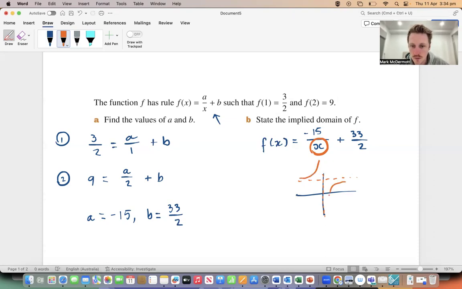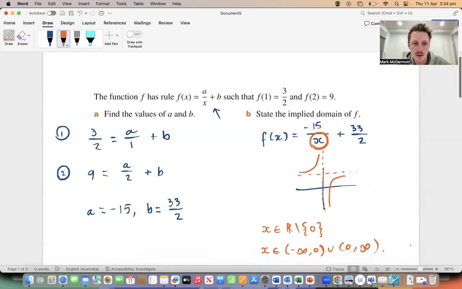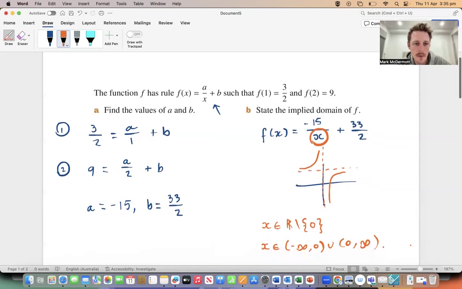Anyway, the point is that the domain is going to be x is an element of all real numbers. It can be any number, not including 0. Alternatively, you could say x is an element of negative infinity to 0, not including 0, in union with 0 to infinity. So that would be your answer for that. I think that looks good.